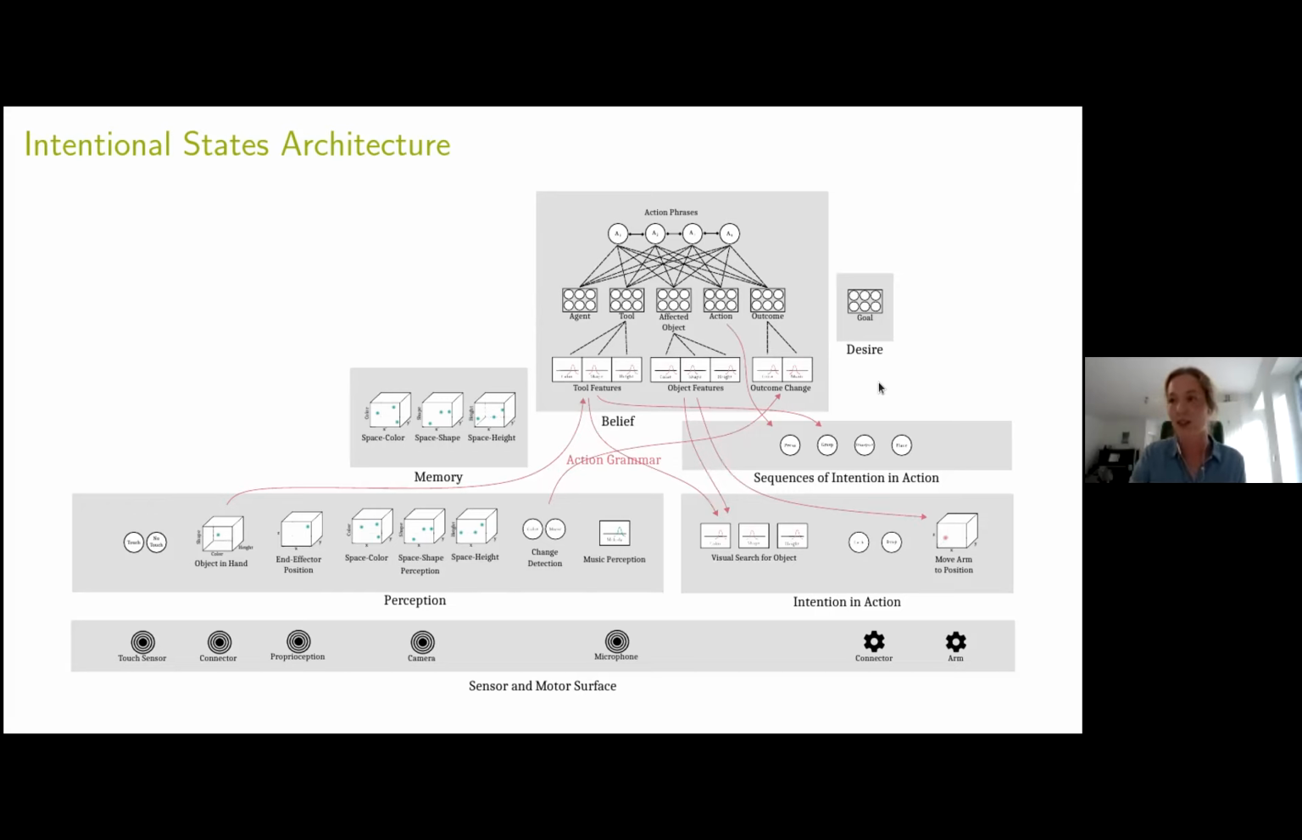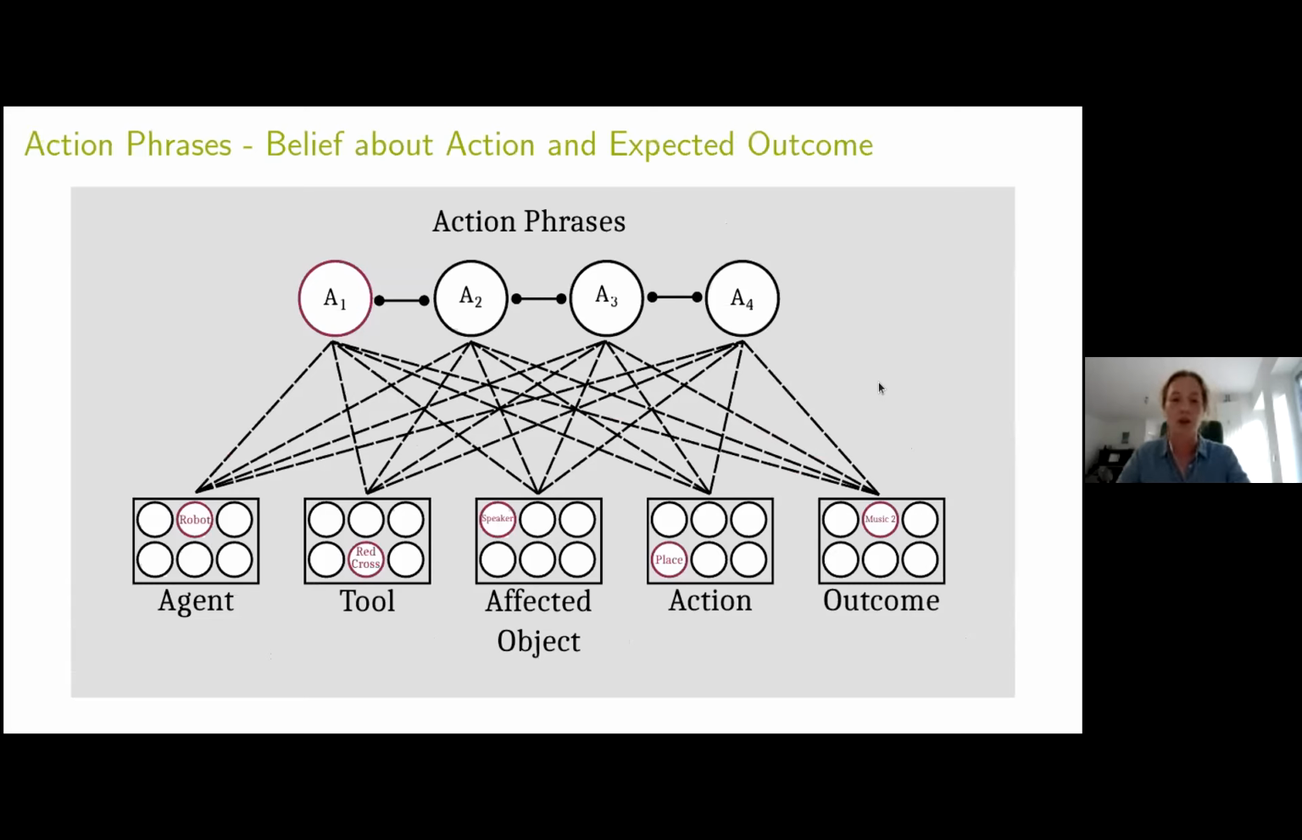Okay, so now let's take a look at the representation of such an action phrase. And for this, we use the belief structure that Jan showed in his talk a few minutes ago. So an action phrase is now a set of the action roles. So in this case, it's the robot that places a red cross figure on top of the speaker box to get some music. And this action phrase is already learned and therefore connected by this label node here.